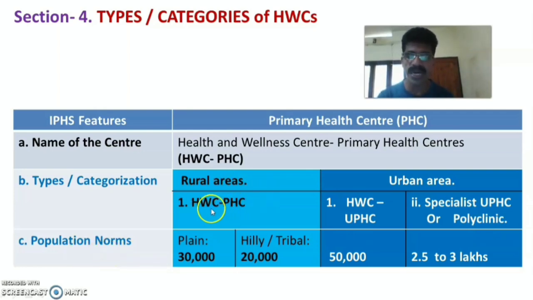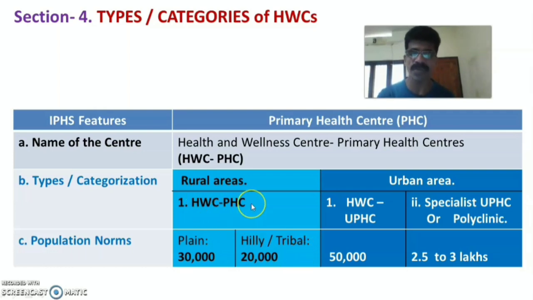Okay, in the rural area, a health and wellness center, primary health center, if it is situated in the general or plain area, covers a population of 30,000. So, health and wellness center PHC in rural area, in the plain area or general area, covers a population of 30,000, and hilly, tribal, other backward area, it covers only 20,000.